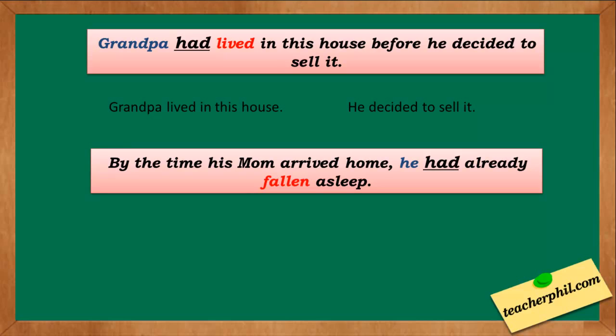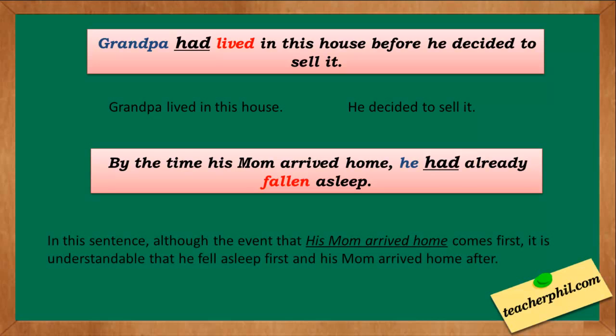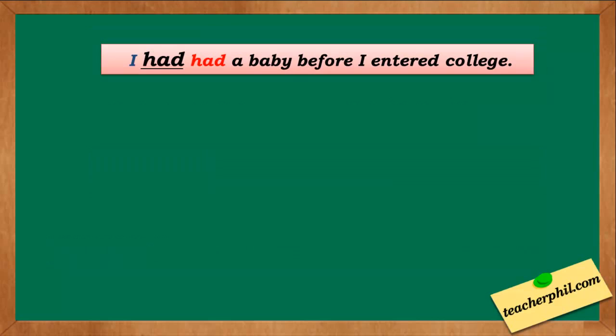Next example: by the time his mom arrived home, he had already fallen asleep. In this sentence, although the event that his mom arrived home comes first, it is understandable that he fell asleep first and his mom arrived home after. The last example: I had a baby before I entered college.